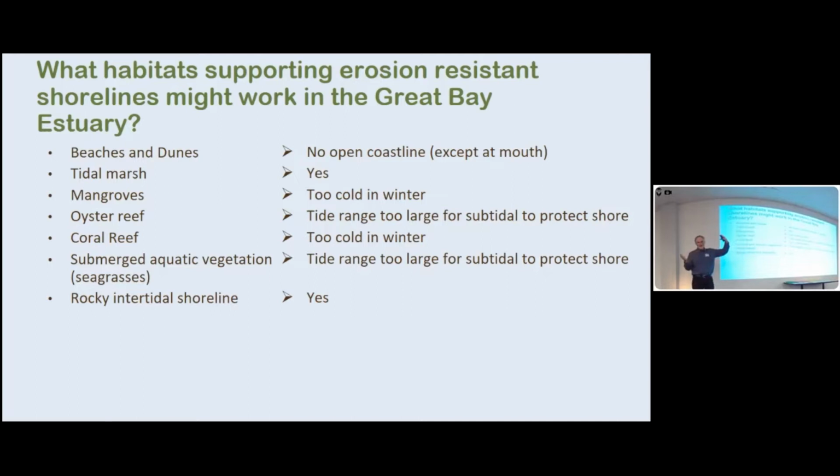Coral reefs, again, great, but we don't live in a place where coral reefs can survive because of the cold winter. We have SAV, submerged aquatic vegetation. That could be great, again, but it has the same problem as oyster reefs. It's only subtidal. And then we have rocky intertidal shorelines. Yes, we do have that around Great Bay. So what you're going to see today is probably a big combination of this rocky intertidal shoreline and tidal marsh for most of these systems. So that's what we're sort of left with.